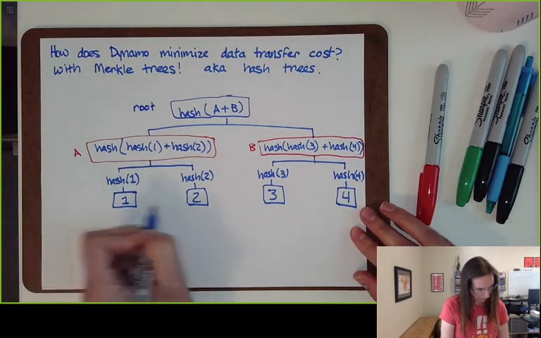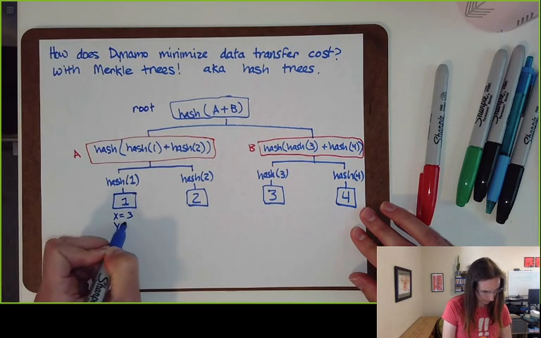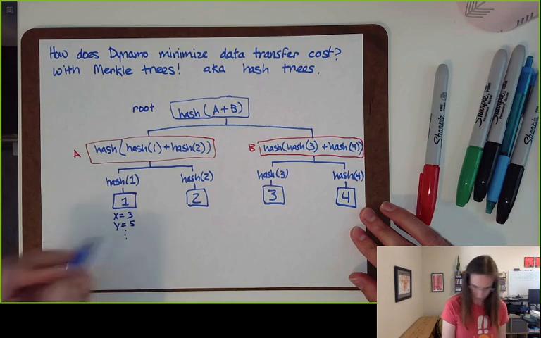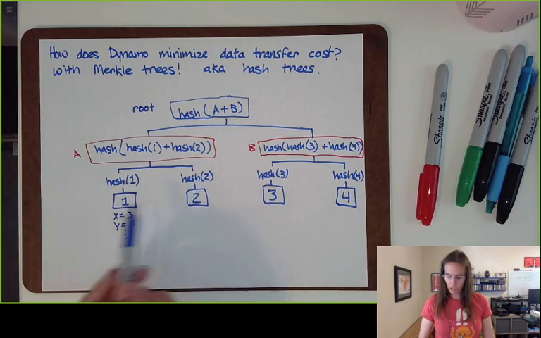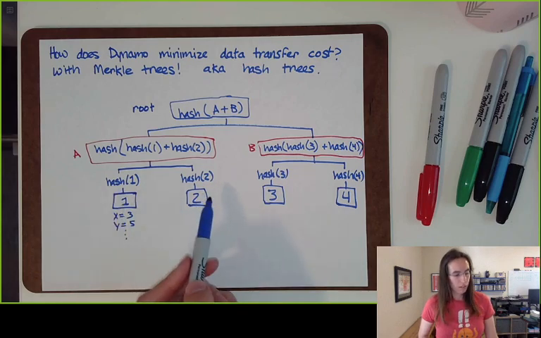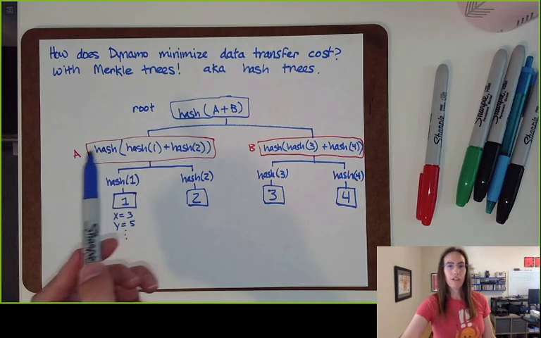So these are our data, right? This might be like some key value pairs, and so on. So at the leaves of the tree, you have hashes of each chunk of data. And for the non-leaf nodes, every node is going to store the hash of its children.